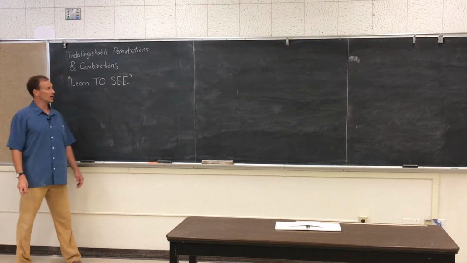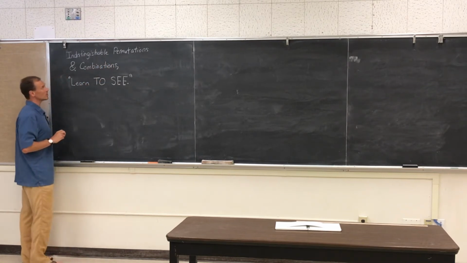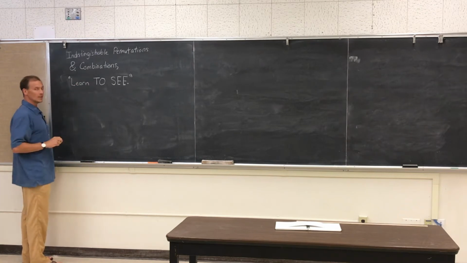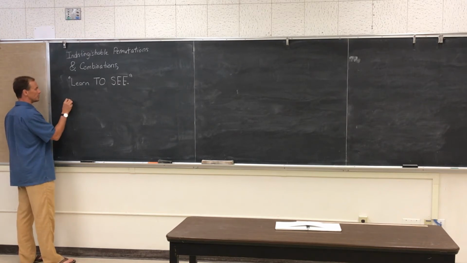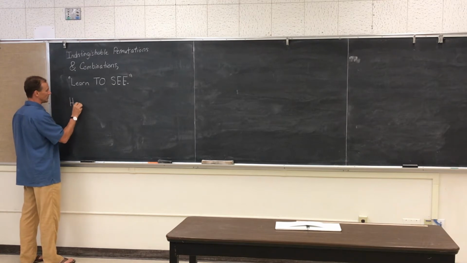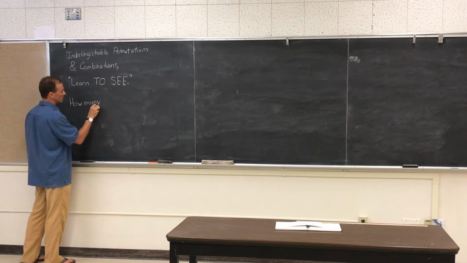And again, we're going to be counting. Permutations were ways things could be ordered. Combinations, you'll see, are the same idea. And so all of these problems open with one simple question. And the question is how many ways?